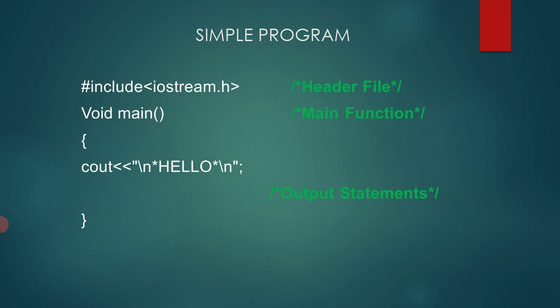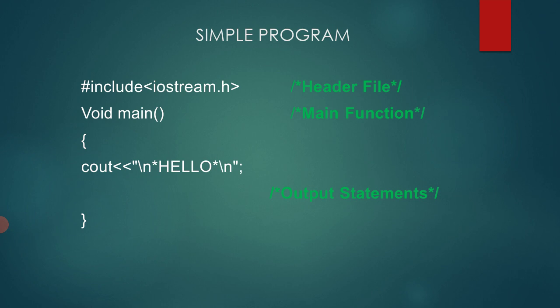So here I have also used \n. \n is used for a new line, and it will print the message as hello. \n will not be printed on the output screen, because this is just for a new line. So on the output screen, an asterisk sign and hello asterisk will be printed, and you have to end that statement with a semicolon. So this is the semicolon, curly bracket, close. So this is a very simple program of C++.